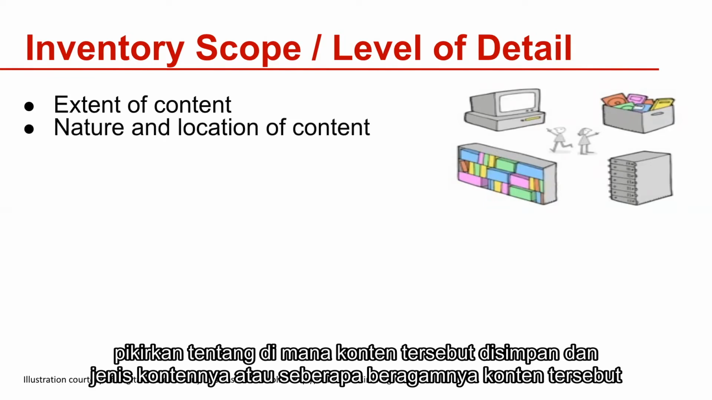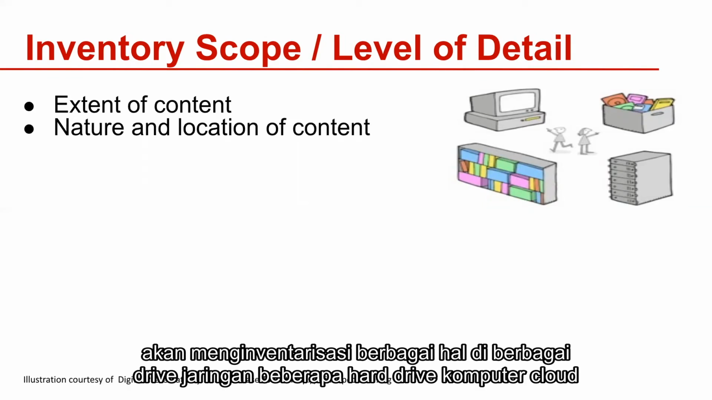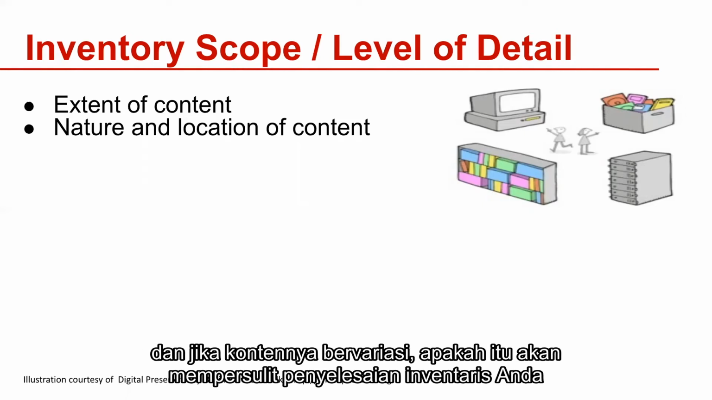Think about where the content is housed and what type of content it is, or how varied it is. Will you be inventorying things across various network drives, multiple computer hard drives, the cloud? And if the content is varied, will that make it more difficult to complete your inventory?